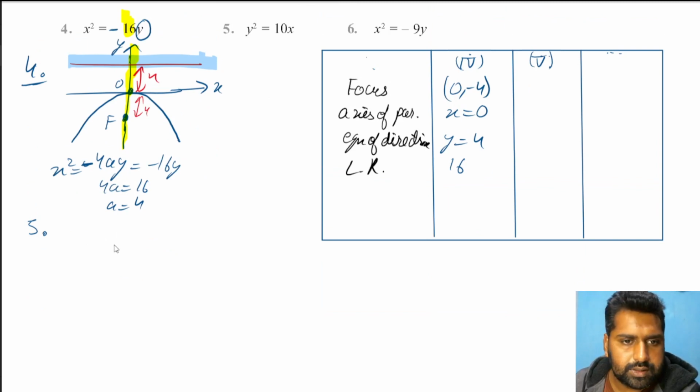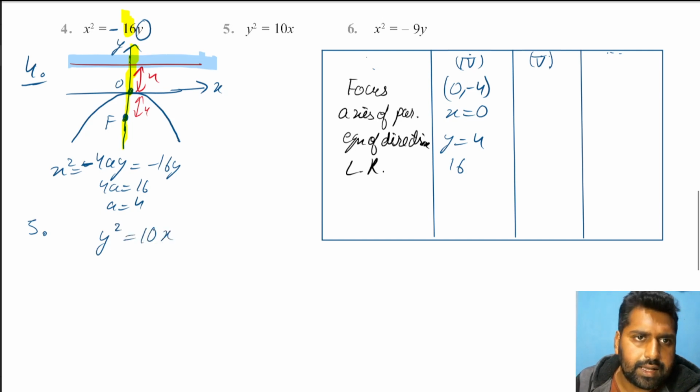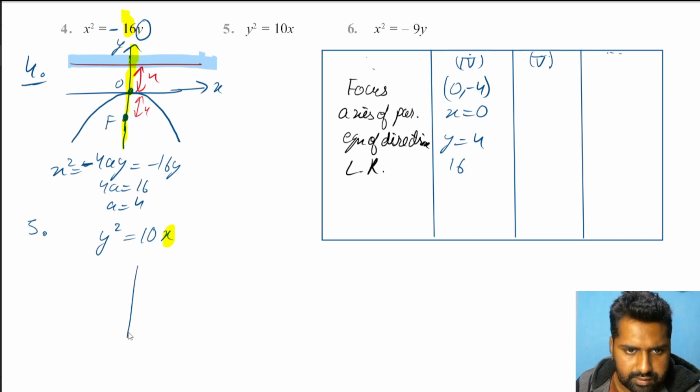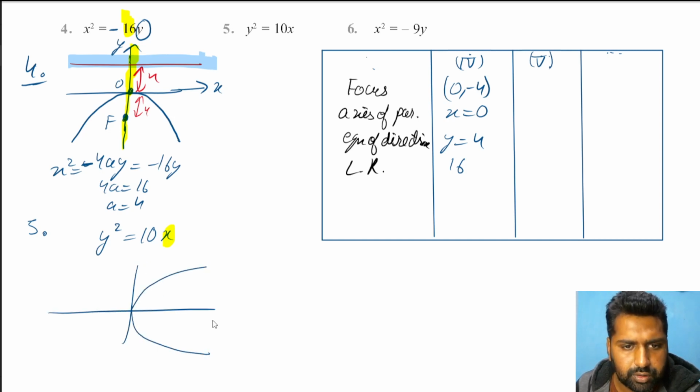The next one is y square equal to 10x. So again, x is raised to power 1, so the parabola will be on the x-axis. So let's roughly draw it. And since it is positive, it will be drawn on the positive x-axis.